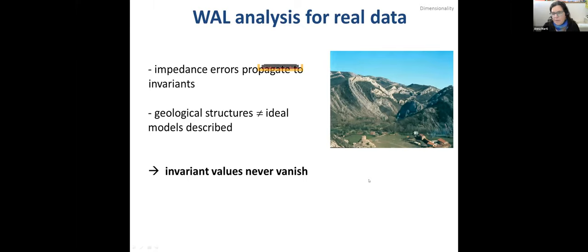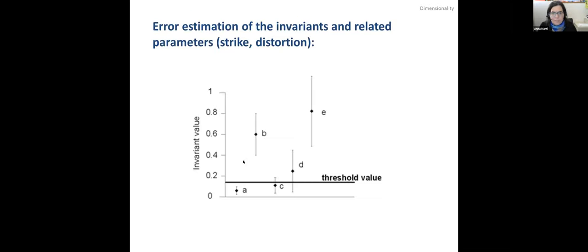What happens, however, in real data? The data from the impedance have errors and they propagate to the invariants. Also, as I already said, the geological structures do not exactly fit our ideal models. So what will happen is that the invariants never vanish. So it's important to do an error estimation of the invariants and all the related parameters.